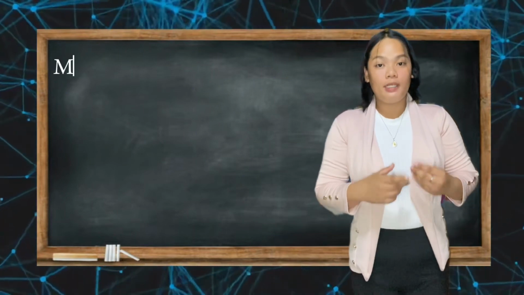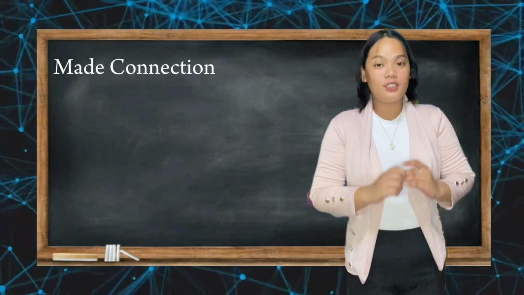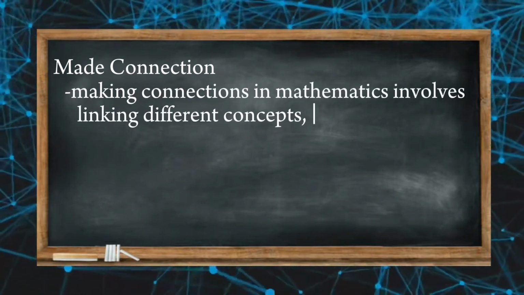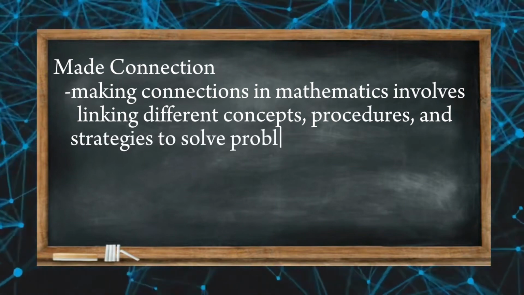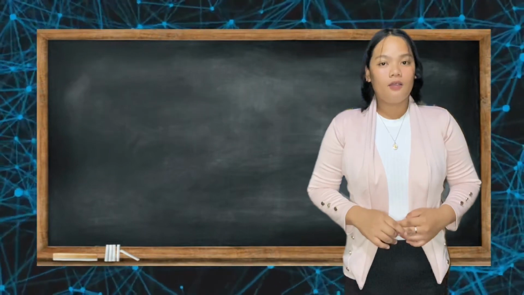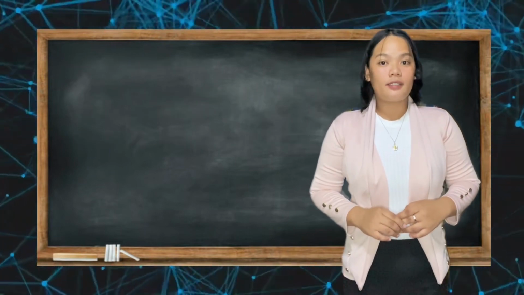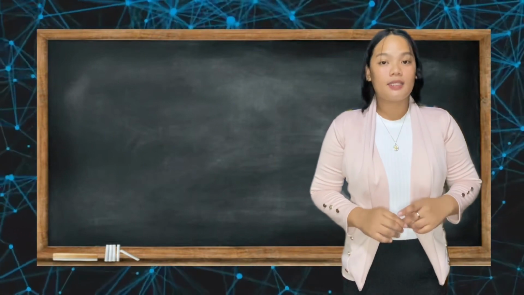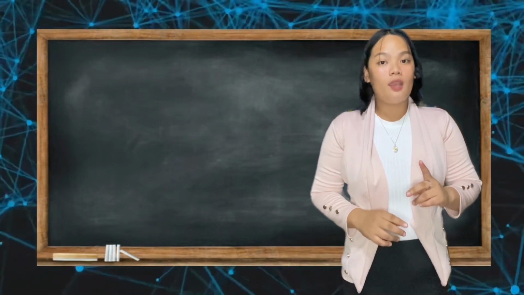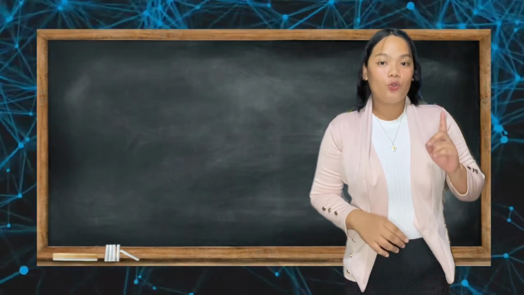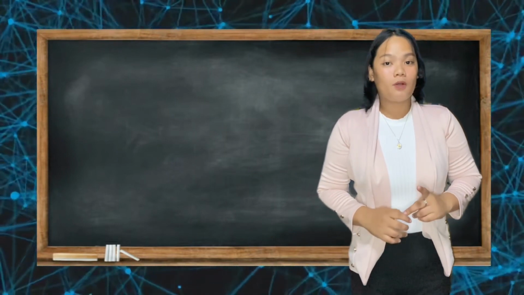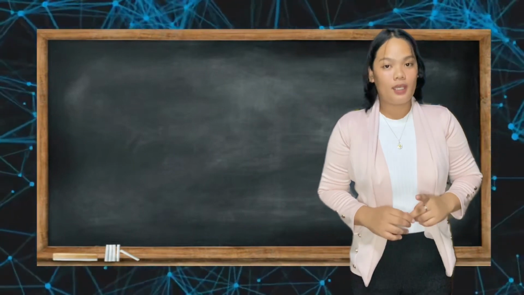So next is making connections. What is making connections? Making connections in mathematics involves linking different concepts, procedures, and strategies to solve problems more effectively. We can use instructional strategies that help build connections, for instance, asking students to clarify, explain, or support a part of their solution to a math partner, to the whole class, or to a teacher. This not only helps develop independent problem solvers, but also leads to more math connections.